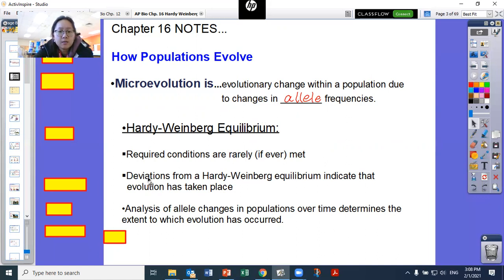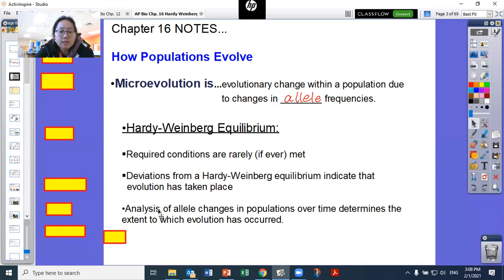So deviations from a Hardy-Weinberg equilibrium indicate that evolution has taken place. And so when we take this ideal model and apply it to real populations in real life, any changes or any differences from that indicate to us that evolution already took place. And it's kind of cool because then you can predict evolution as well.